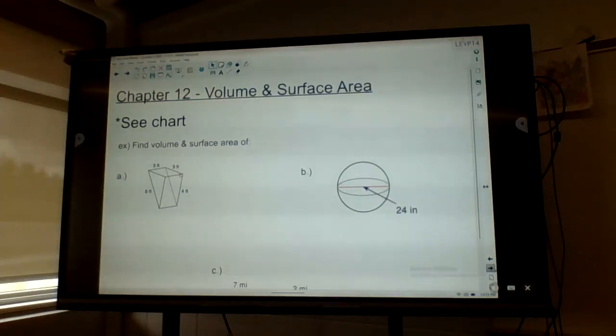So we'll do a few examples here with this. Now, understand with chapter 12, I threw a few of these on here. There's not a ton that you guys will need to do, other than being able to apply a formula with this. Pretty straightforward questions with this chapter.